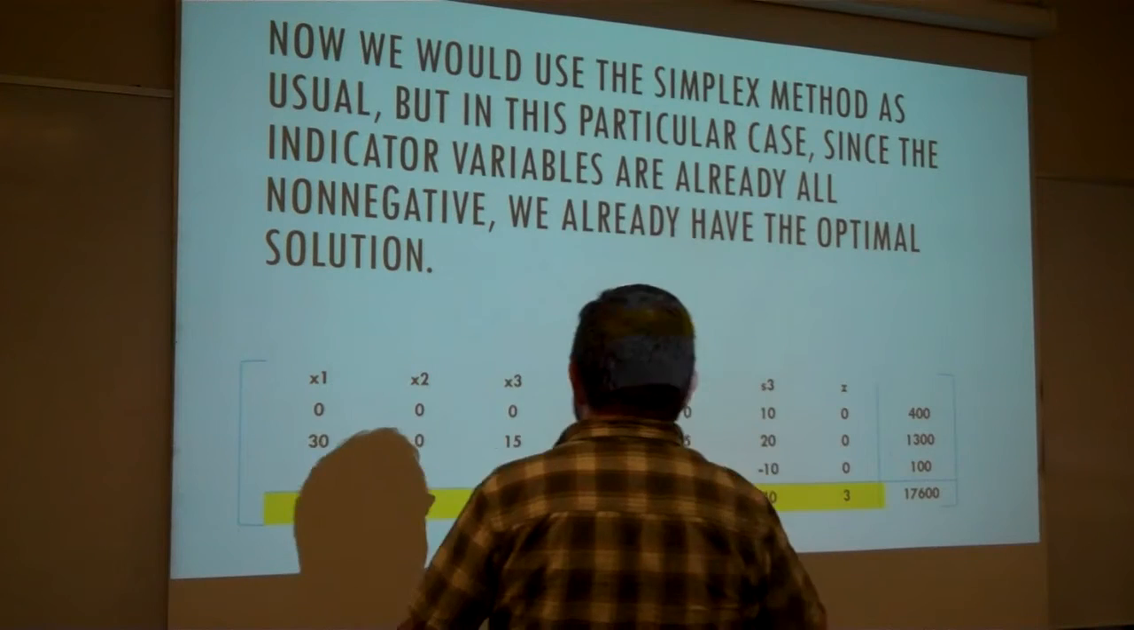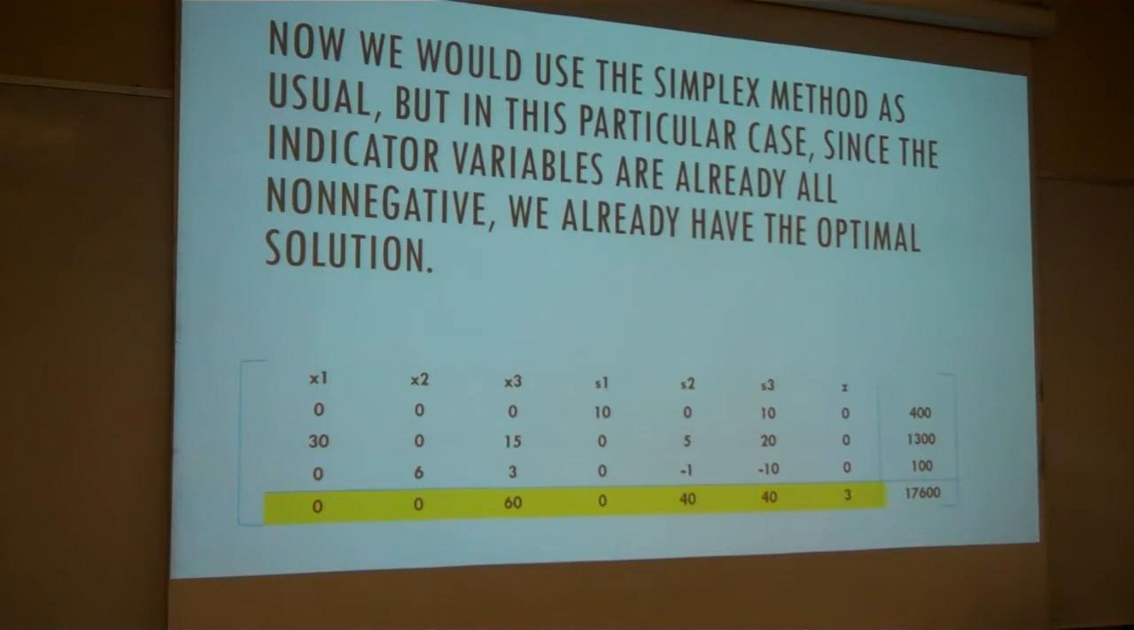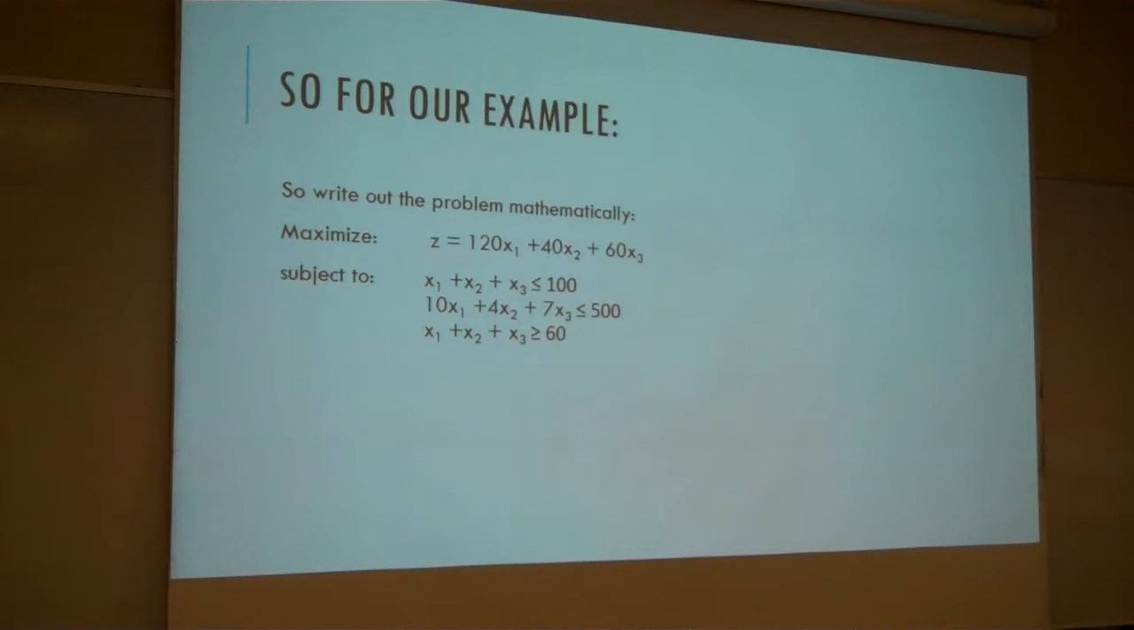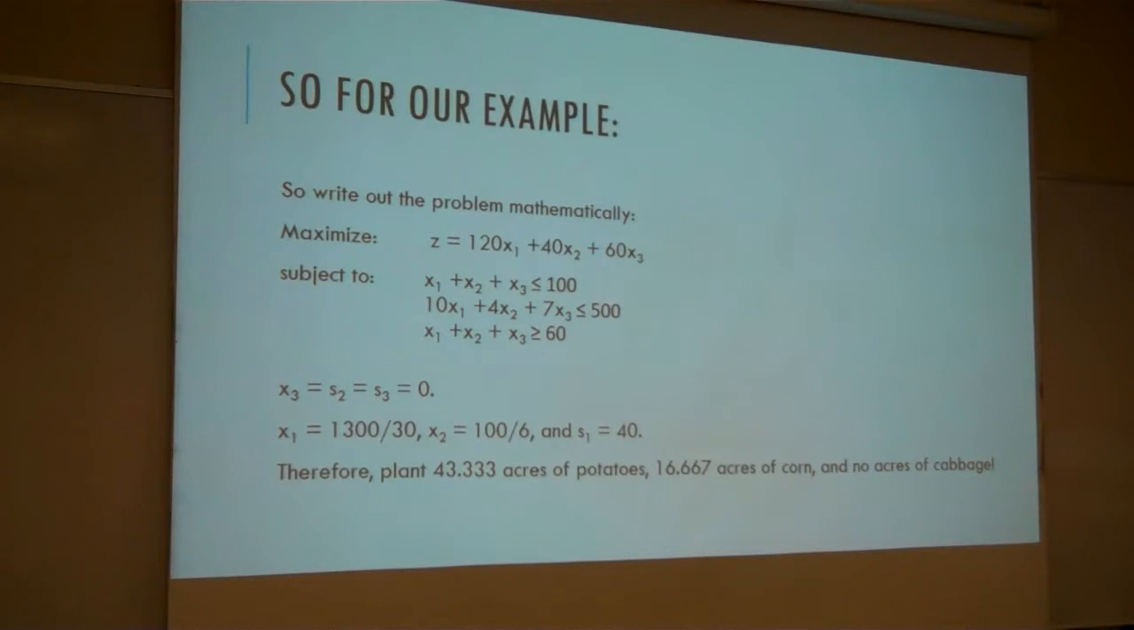But you can see we actually have the optimal solution here, because there's no negative indicator variables, which means we can start picking off our answer. We wrote the problem out mathematically like this, and we end up with x2 equal to this, x3 equal to this, and it works out to 43 acres of potatoes and 16 acres of corn and no acres of cabbage.